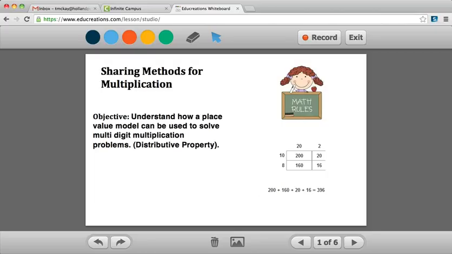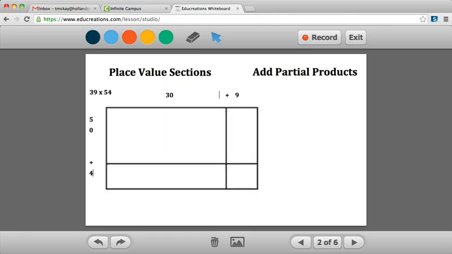For the past couple of days, we've been working on sharing methods for multiplication. Our objective today is to understand how a place value model can be used to solve a multi-digit multiplication problem, basically using the distributive property or breaking it apart. The first way that we learned was using place value sections. This is also known as the box method.